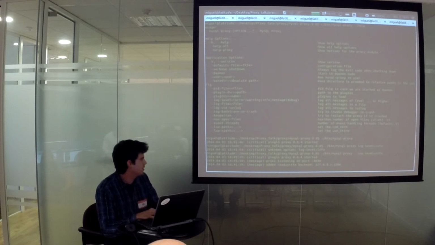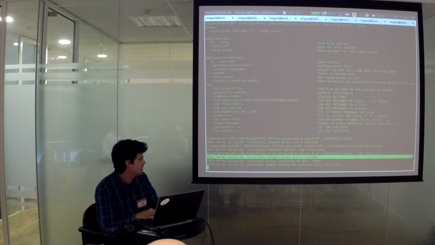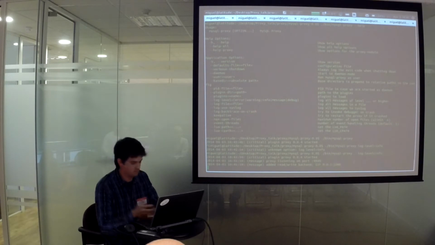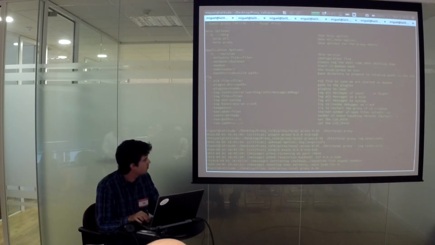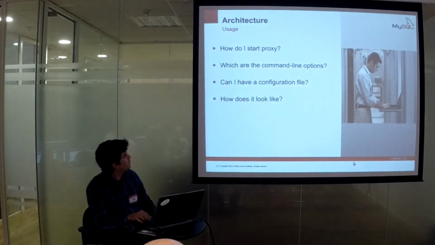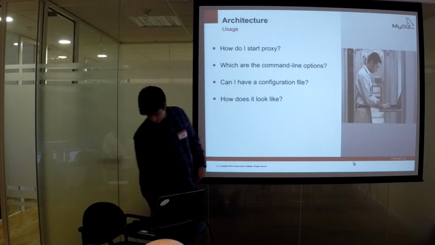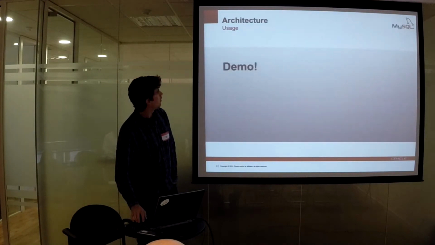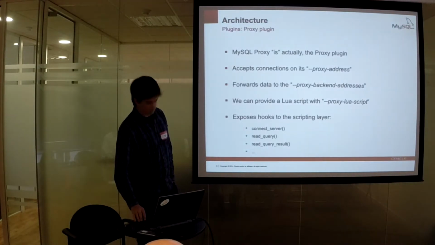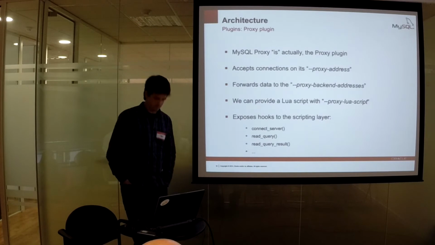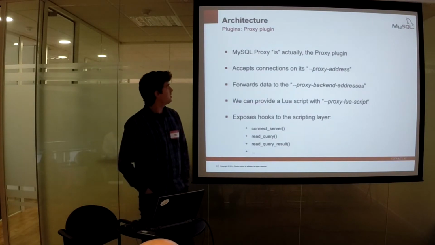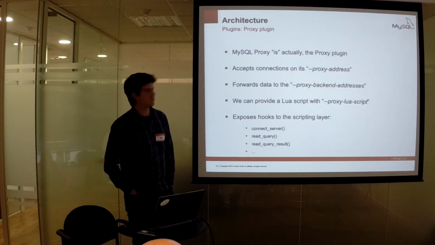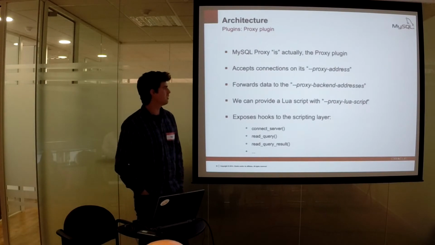Here you see the proxy started, plugin proxy is listening on this port and has added a default backend. That is this one. It's actually not real, it's just a default. So, proxy plugin, the main one. What does it do? It does everything that I told you before. It forwards the queries, handles the responses.